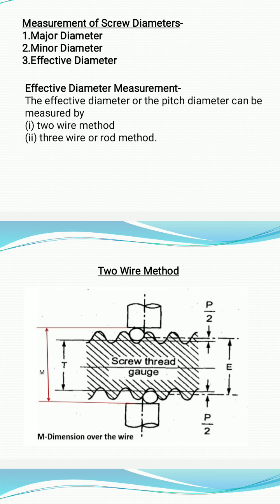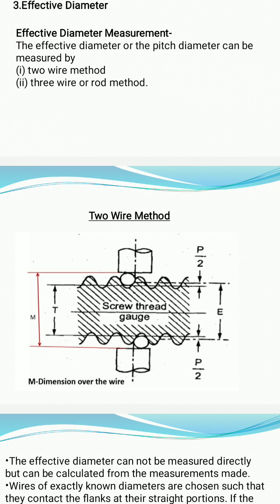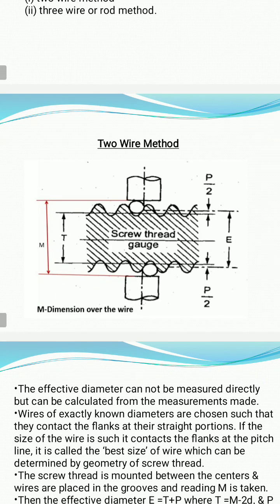You are able to see on the screen how the two wires are fixed and how the diameter is measured. So, the two-wire method: you see the diagram on the screen. A screw thread is there. One wire is positioned on the top side and one on the bottom side, and along with the wires, the screw thread is held using a screw gauge. The anvils of the screw gauge hold the wires as well as the screw thread. If you imagine the diagram now, what do I want to measure? I want to measure the effective diameter.